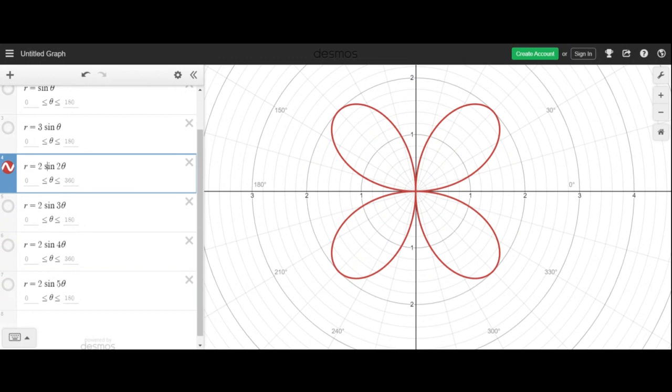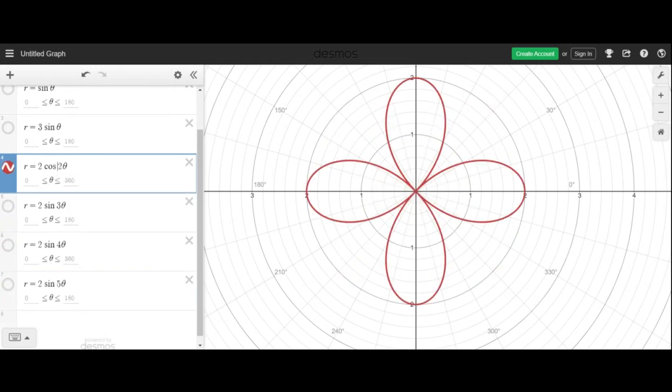Same sort of thing would happen with cosine, only it's rotated. And that fits with what we expect because the cosine of 0 degrees is 1. The cosine of 90 is 0. But notice we're doubling theta, so double 0 is still 0. If you double 90, you've got 180. If you double 180, you get 360. If you double 270, what do you get? 540. And so that's why it's doubling the number of petals.